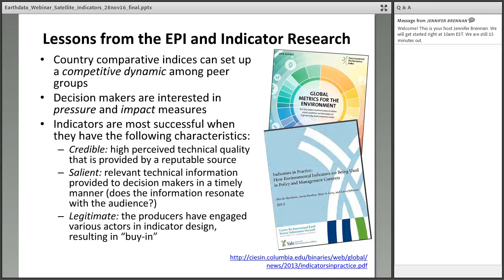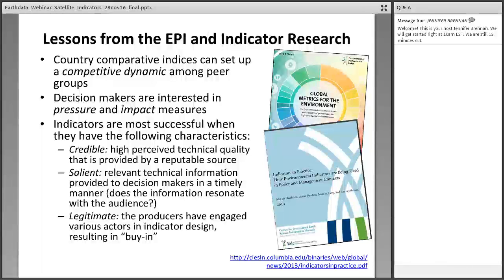In addition, we found that indicators are most successful when they have the following characteristics, and this is really based on the larger literature, but also a report we produced with Yale in 2013, assessing our experience with indicator development. So indicators are best when they're credible and they come from highly reputable sources, and decision makers feel they're of high technical quality. They're also really well received when they're salient and they meet the needs of the issue of the day that decision makers are facing.